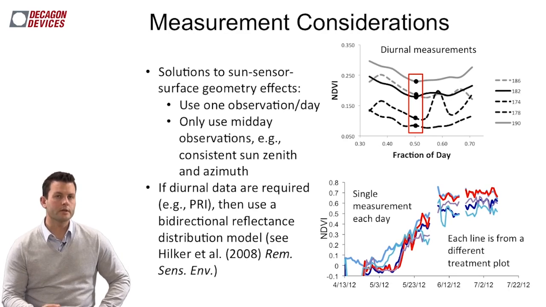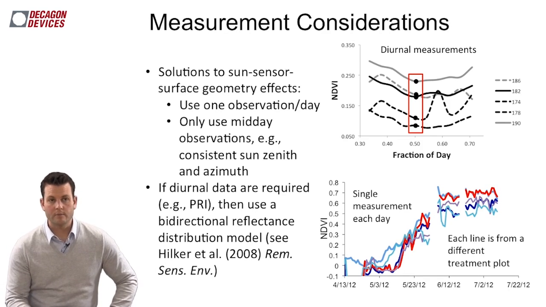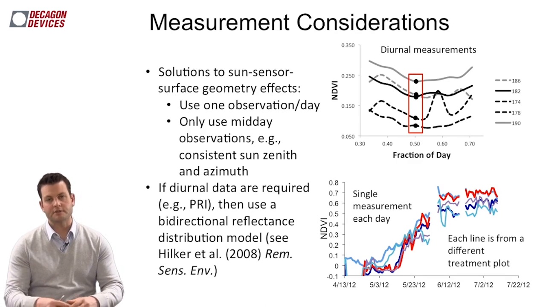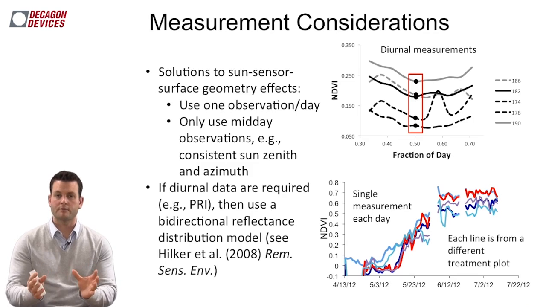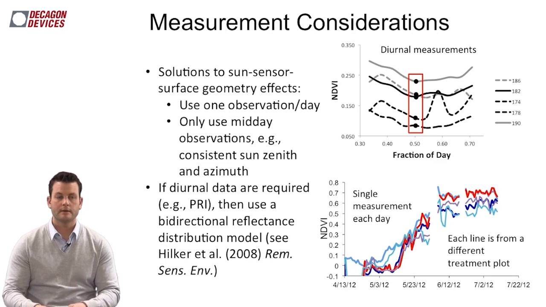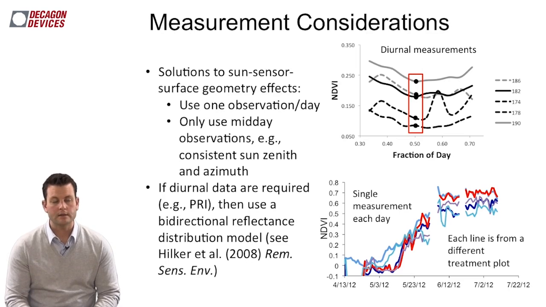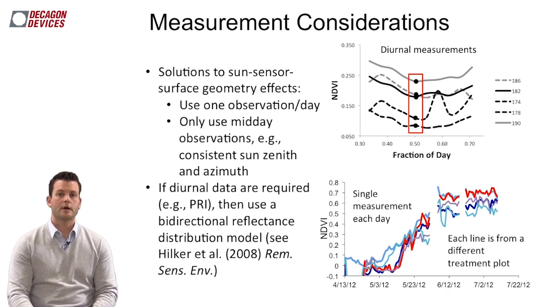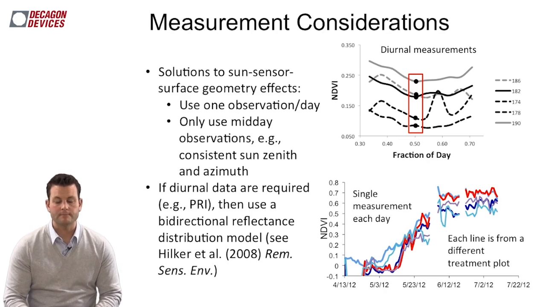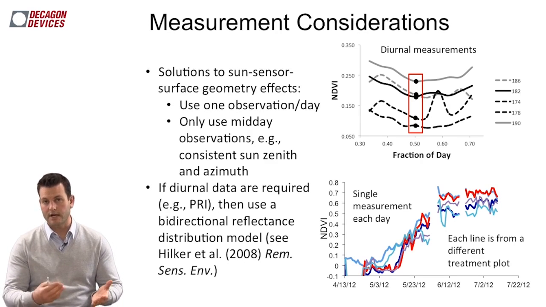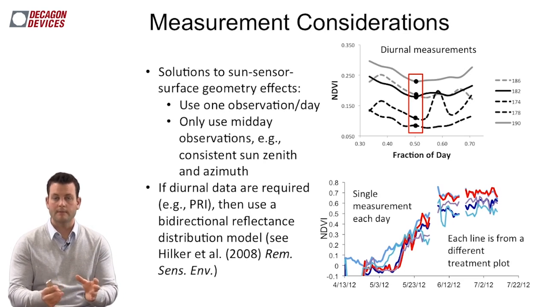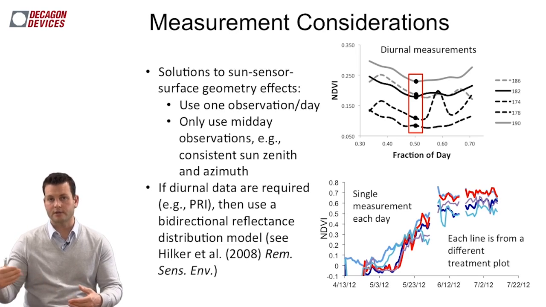If you are going to use the diurnal data, I highly recommend that you look into bidirectional reflectance modeling, which is just a fancy way of saying you have to model or account for the angular effects that are present in the data. I'm not going to get into it here today, but for those of you who are interested, I would recommend a really nice paper by Thomas Hilker, published in Remote Sensing of Environment in 2008. In that paper, he uses long time series diurnal PRI data and shows how to fit a bidirectional distribution function to those data, and then use the fitted model to correct all subsequent observations.